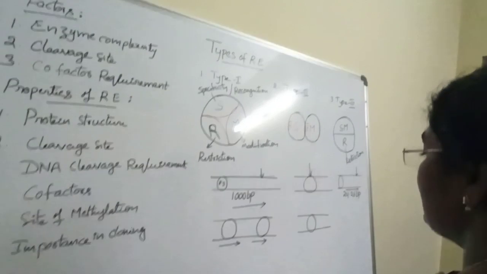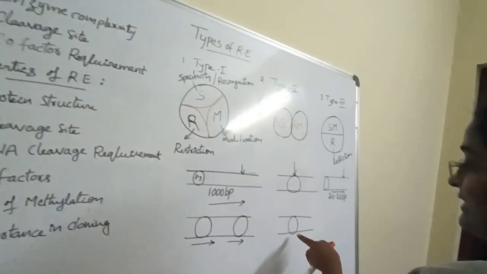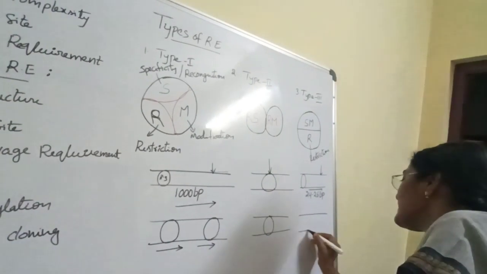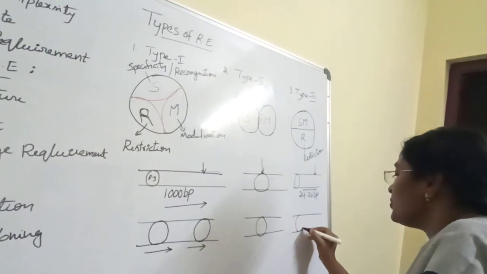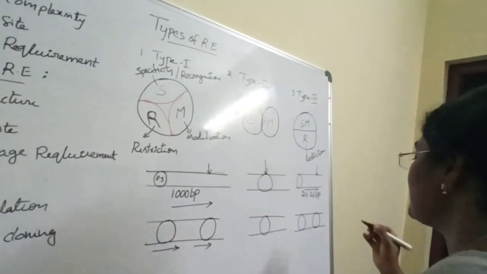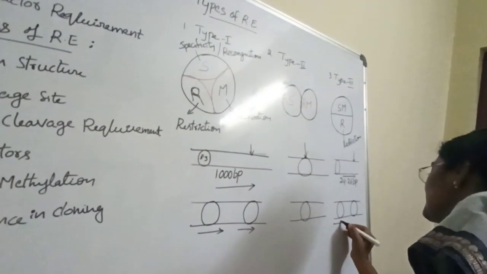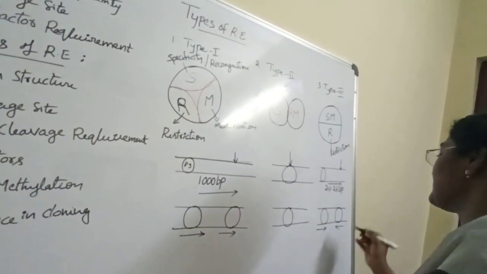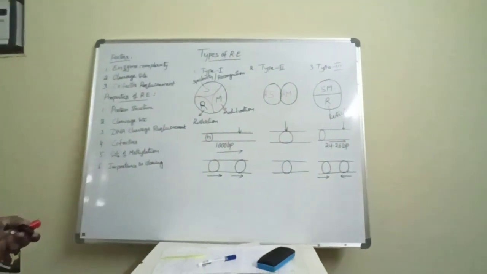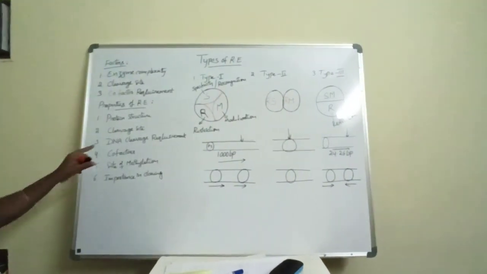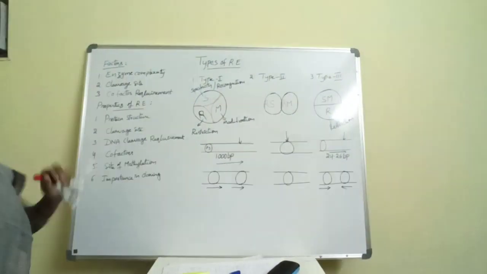Only one specific restriction site is required. This is in type 3 enzymes. Here also two restriction sites are required. These two recognition sites are present in opposite direction. This is the DNA cleavage requirement.